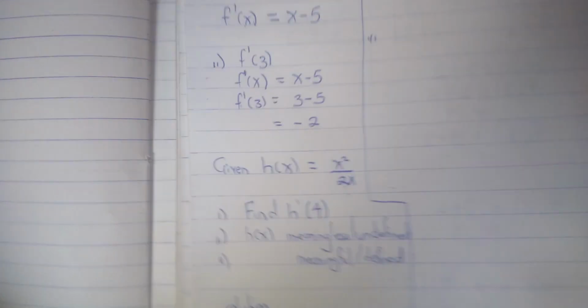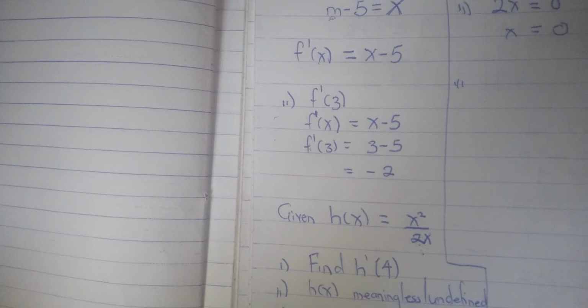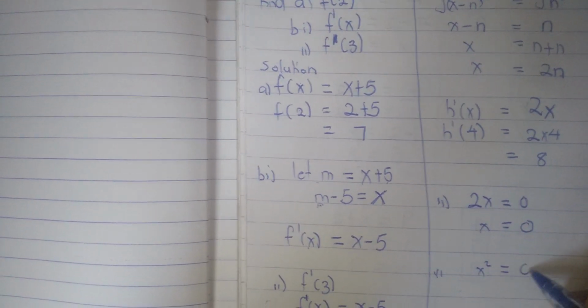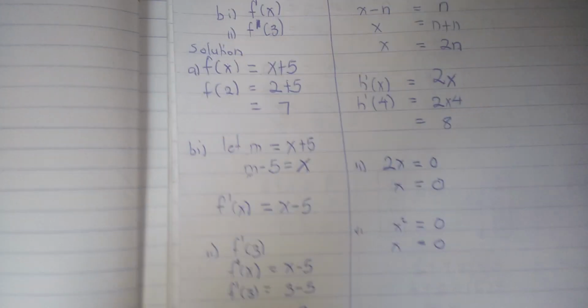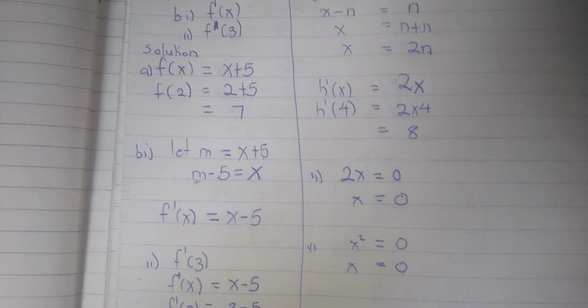Then number 3, where we have meaningful, we just equate the numerator to 0. So we have x squared equals 0. Taking root both sides, our x is also 0. So we shall continue from there.